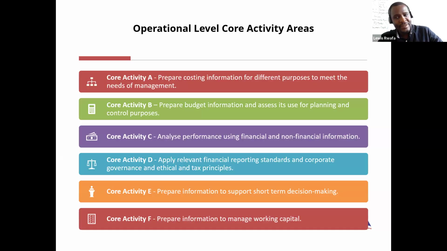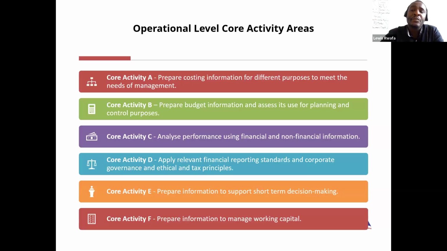Let's look at some boring stuff, but very, very important again: the core activity areas. The examiner expects you to know these core activities. There are 6 core activities for the operational level. Core activity A deals with preparing costing information for different purposes to meet the needs of management. Core activity B focuses on preparation of budgets. Core activity C focuses on analysis of the financial and non-financial information.